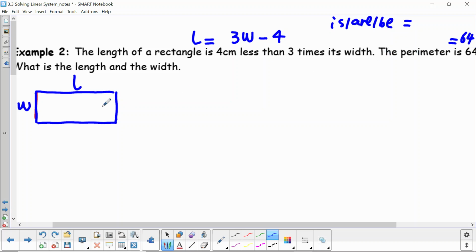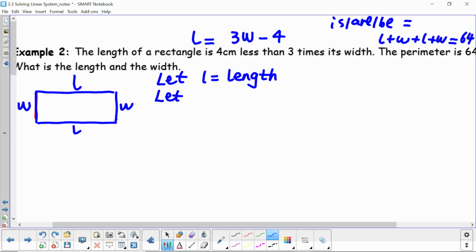So perimeter, we are going to see the perimeter for this one. Perimeter is the distance around a figure, so it's just L plus W plus L plus W is the perimeter. Now we have the two equations, so we just rewrite it here. Let L equal the length, and let W equal the width.